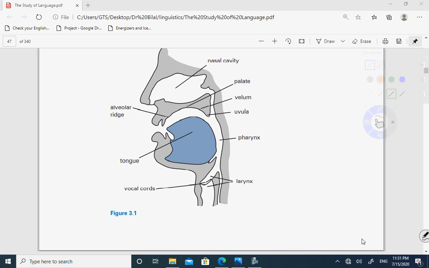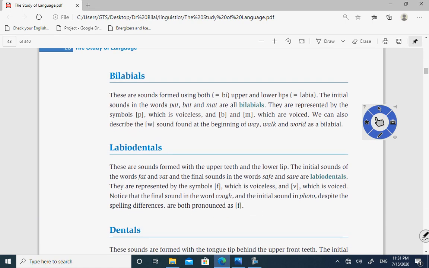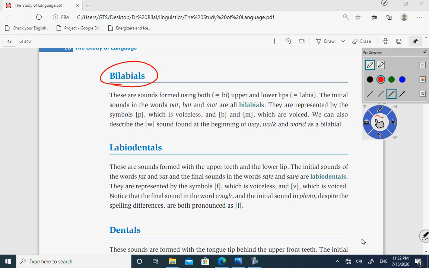Okay, let's move on. So the first set of sounds are known as bilabials. And as we said, bilabial sounds are the sounds which are produced by using the two lips.